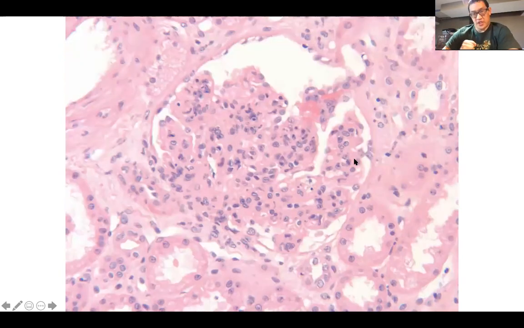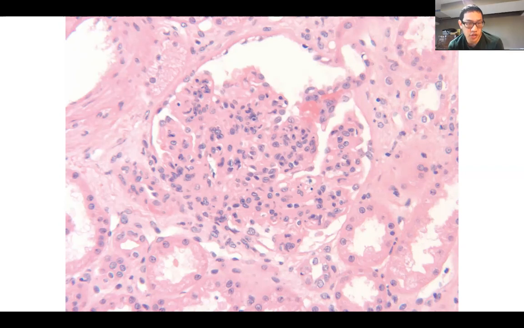All right, what's this? This is a hard case, so don't feel bad if you don't know it. This is a challenging case. So one of the ways I approach this is, okay, definitely endocapillary proliferation, as mentioned.